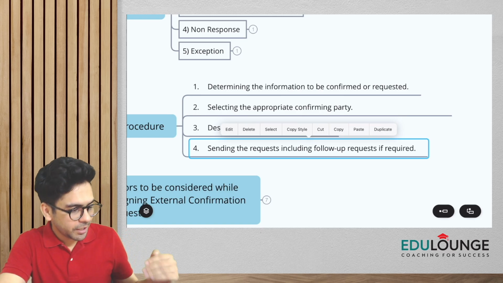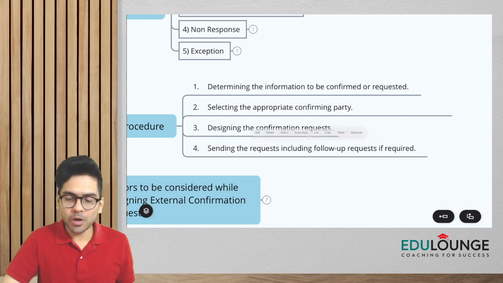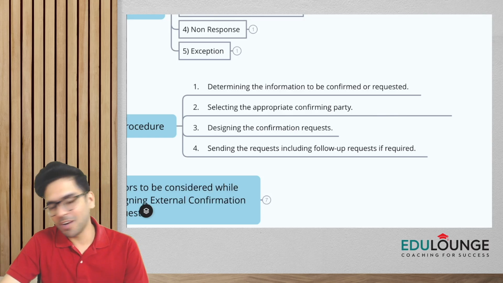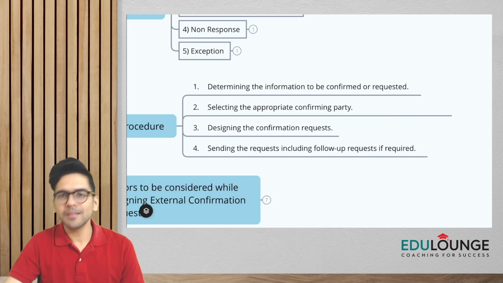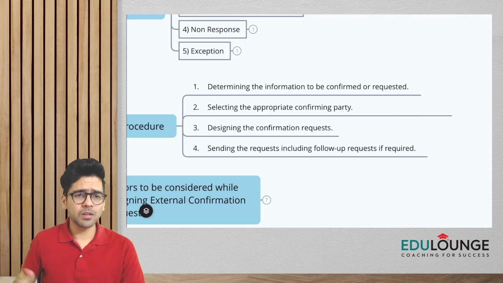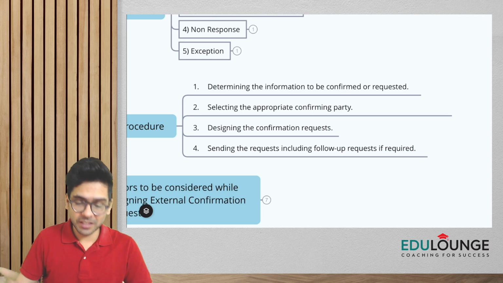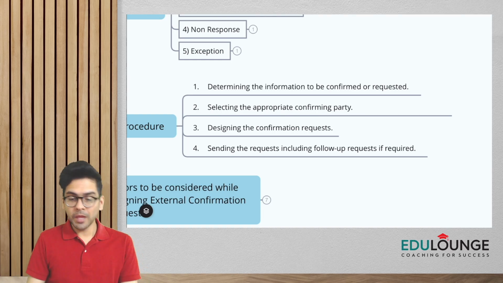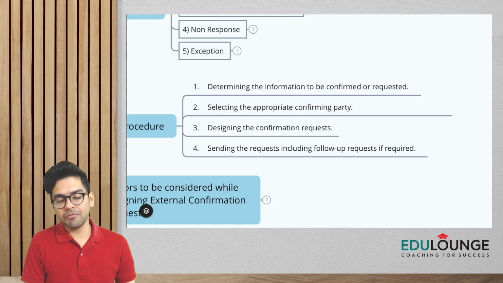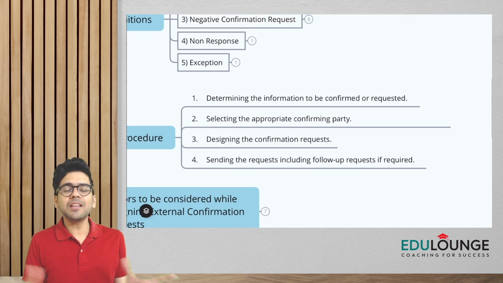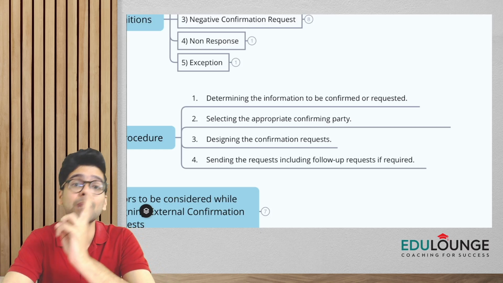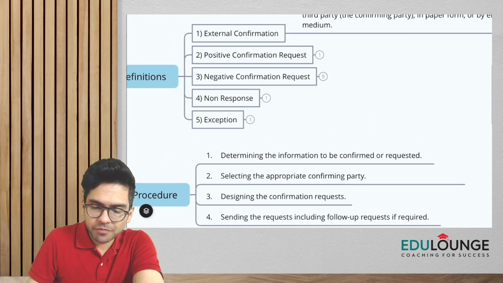Number one is that you need to confirm first what information you want to confirm. Second, you have to select the party. Third, you have to design the request, and fourth, you have to send it. And if they don't reply, probably you'll have to do a follow-up request also. Now, if you see this point, design the confirmation request. Designing the confirmation request, we as auditors will design it. Now confirmation requests can be of two types. Primarily two types of confirmation requests are there.